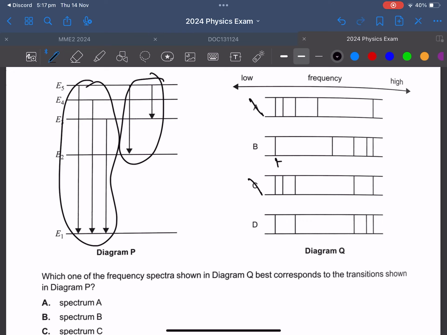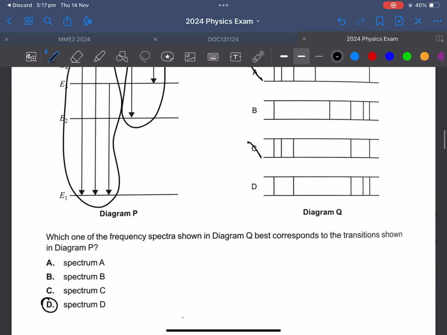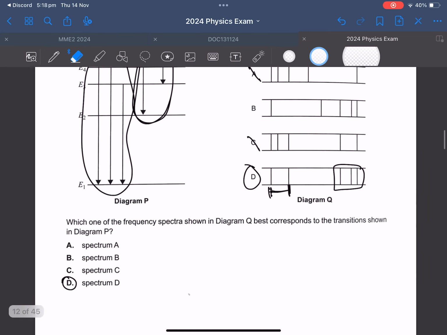The gap between these two is quite big, I would say. I don't think it's going to be option B. I'm going to go with option D for this, spectrum D, because this one has correct spacing of the drops, they correspond to the drops, which is good, and that is high frequency, which is also good. And these two also have a good amount of spacing between them. So I'm going to go with option D. Option D seems like the safest one here.